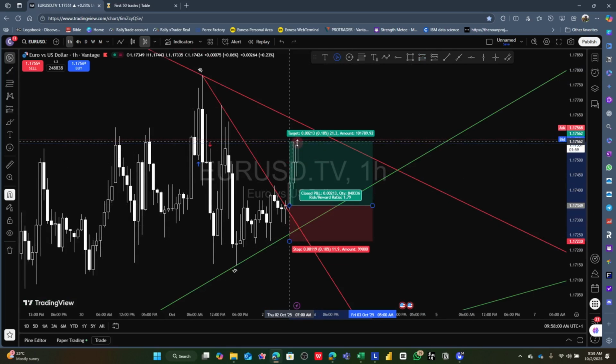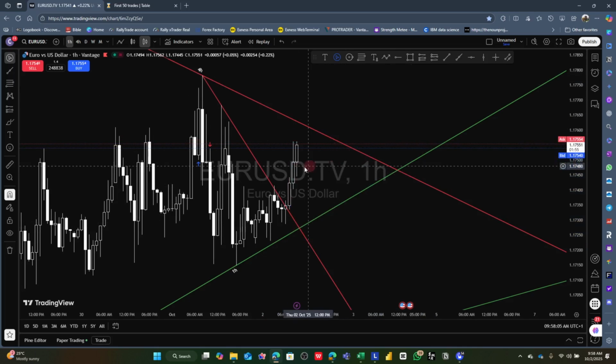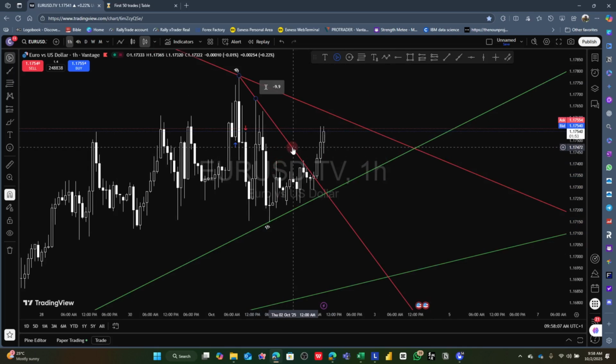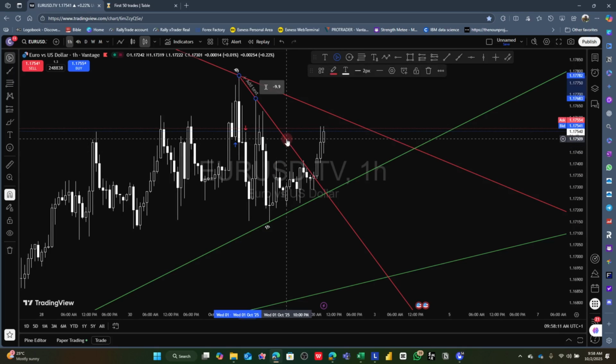This is almost 2x the amount of stop loss. But should I have taken this? No. Should I have taken this? I think yes or no. I don't know. So I'm just going to leave it. This has left and it's gone.